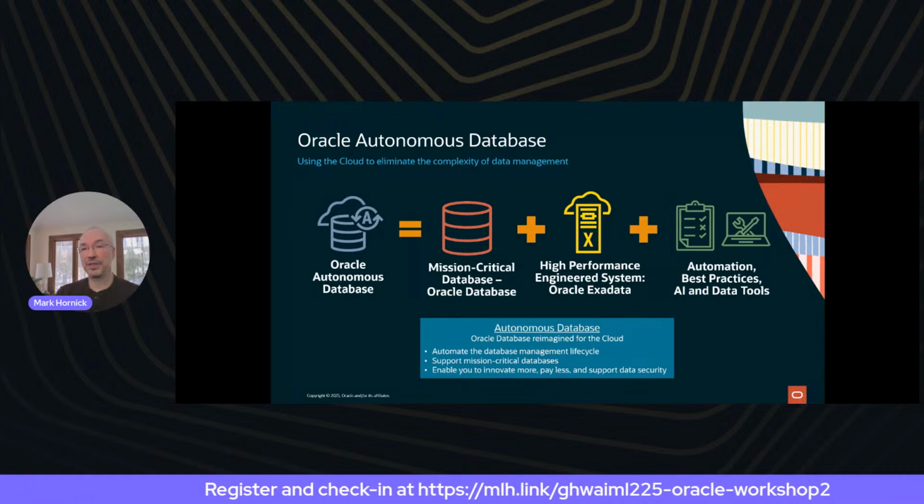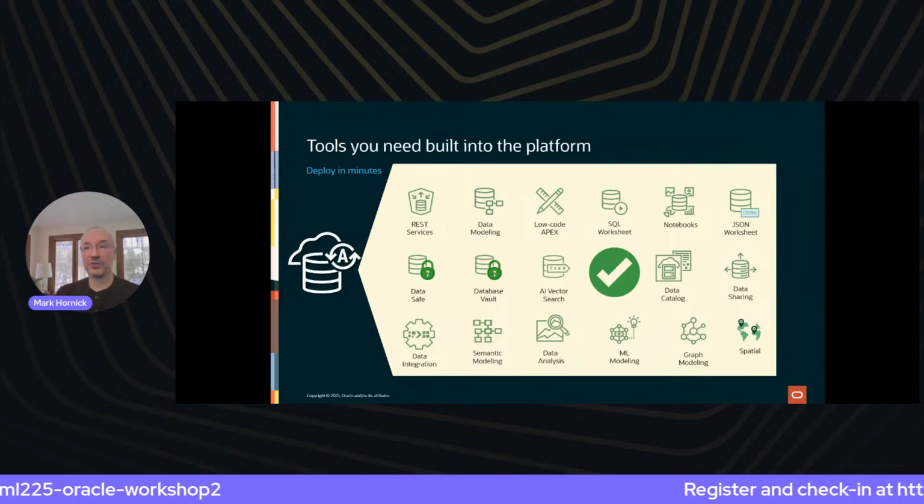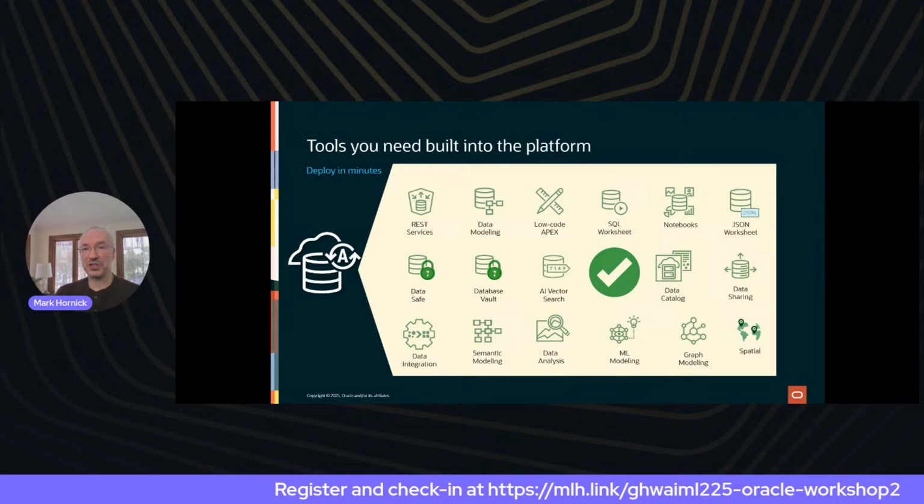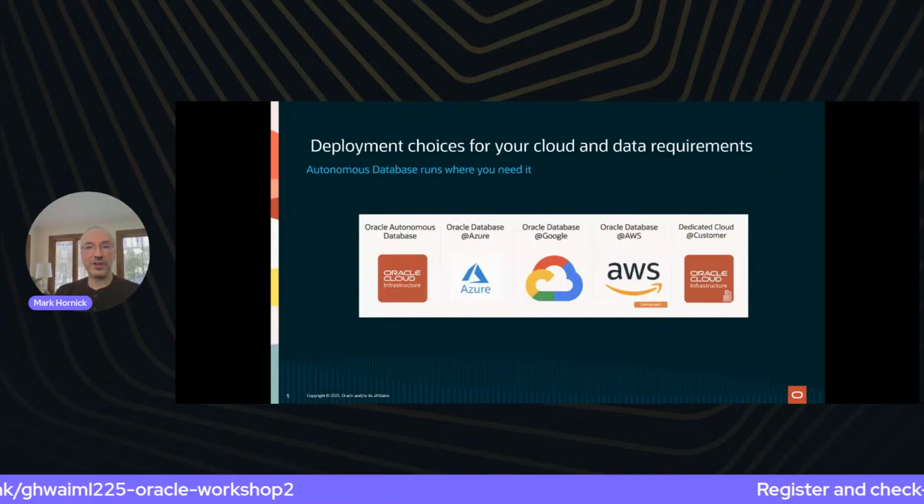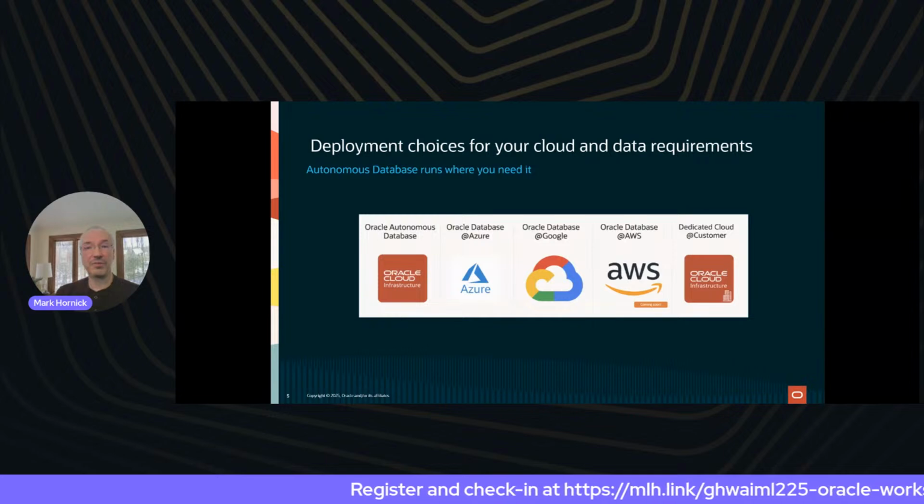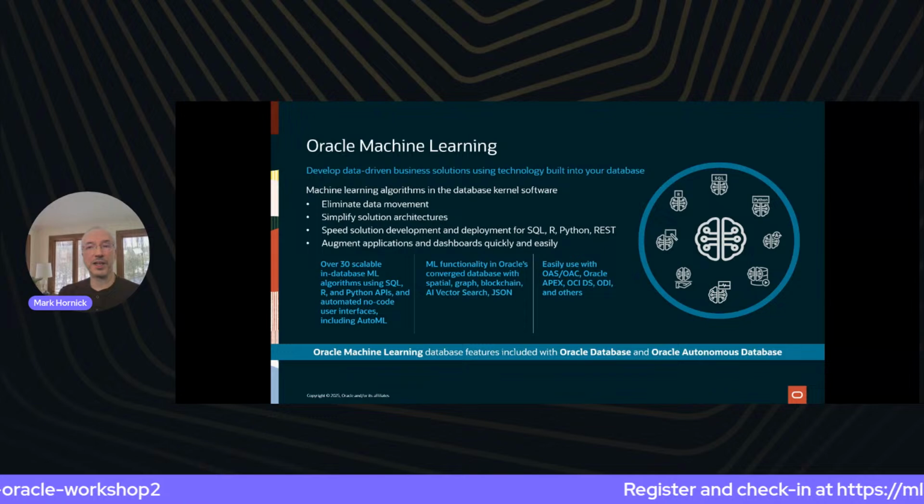Autonomous Database provides a wide range of tools, and these are built right into the platform, whether you're interested in notebooks, REST services, low-code application development, vector database capabilities, as you've heard earlier today, data analysis, and machine learning, graph, and spatial analytics, along with plenty of others. And it's worth noting that in the multi-cloud environment, you have deployment choices, whether you're using OCI, Azure, Google, AWS, or others for running Autonomous Database. But the focus of today's session is Oracle Machine Learning and the built-in notebook application.